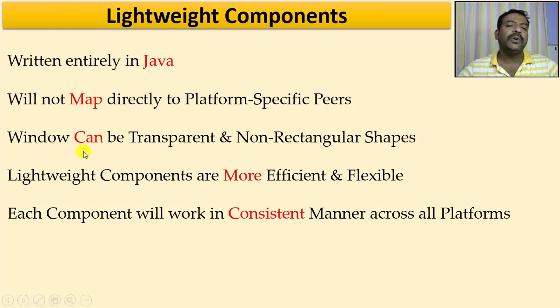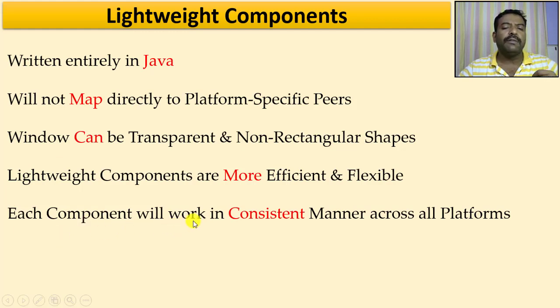And the next thing is that a window can be transparent and of non-rectangular shape, as I have already explained. So lightweight components are more efficient and flexible. It is more efficient because it is entirely written in Java and not directly mapped to the platform I am using. And it is flexible because I can choose to be 100% transparent or 0% transparent, and even any shape I want. This is the flexibility I can bring in when I talk about lightweight components.